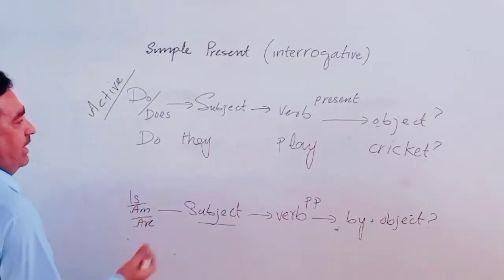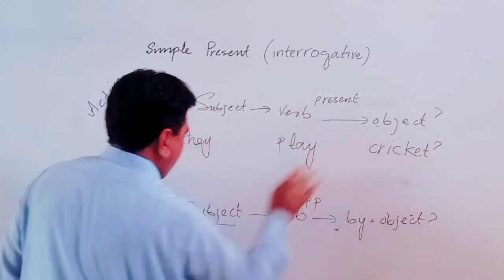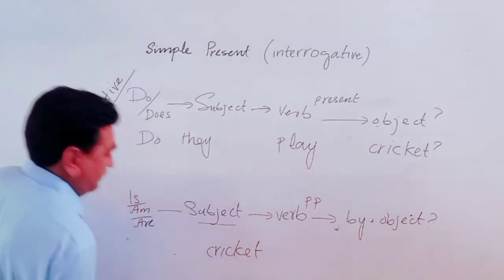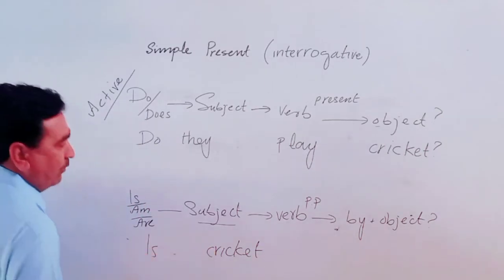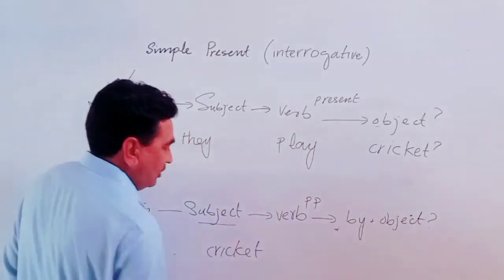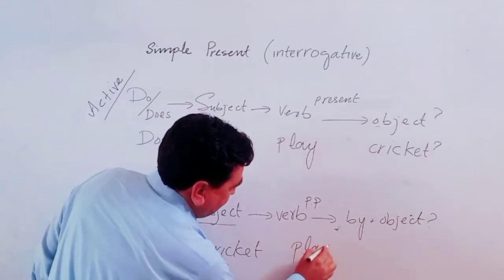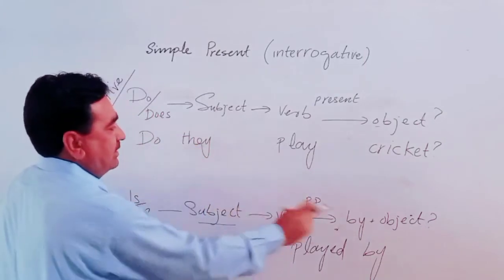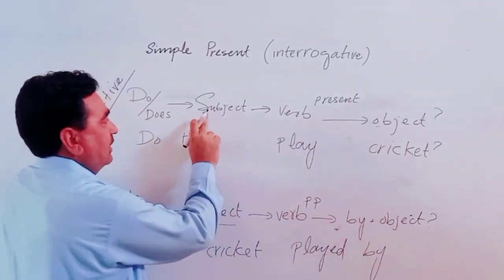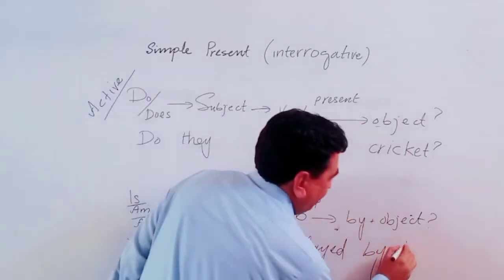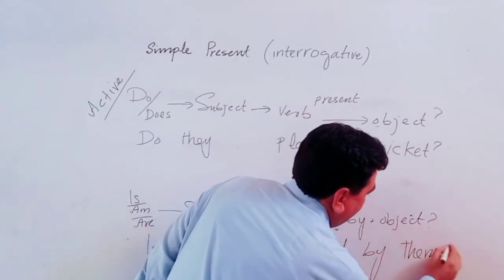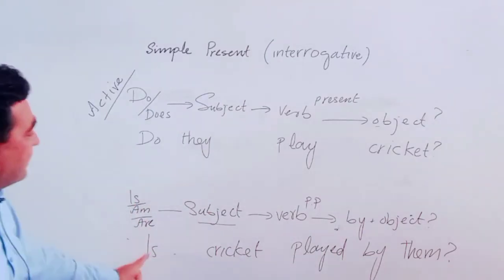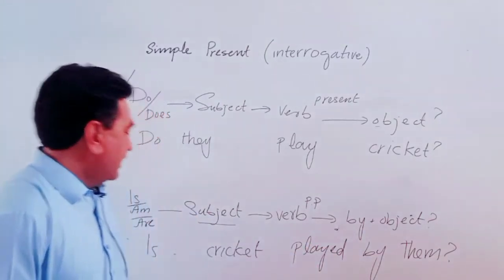Do they play cricket? Now the object is cricket, so it will become the subject in passive. Now cricket is singular, so we'll put is before it. Now change this play into the past participle, that is played, place by, and then the object. Remember, this object will be this subject, and this is they, so they'll become the objective form of they, which is them, and then the question mark. So do they play cricket in active becomes is cricket played by them in passive.